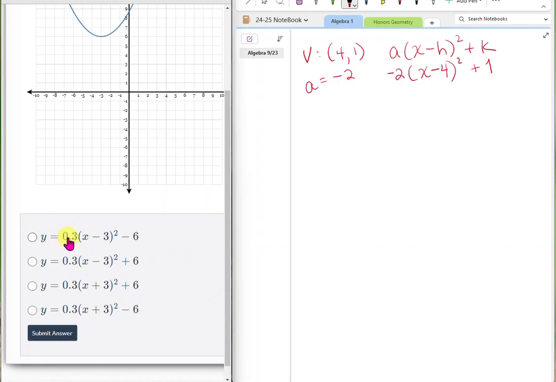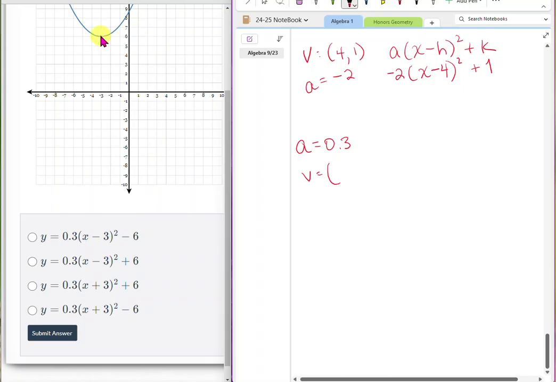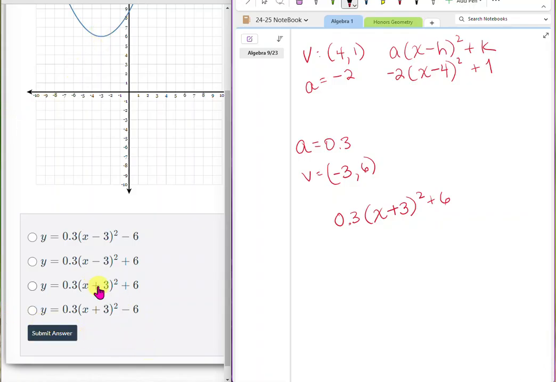Looking at the choices, they're all 0.3. So that means A is equal to 0.3. But we need the vertex. The vertex is right here, which means we went -3, and then we went +6. So it's going to be 0.3 times (x minus a -3) squared, and then +6. Plus and plus right here.